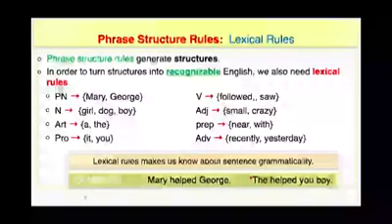The second example is "the helped you." Now, from this sentence we notice that it is ungrammatical. How did we know that this is ungrammatical? How did we judge this? Is it based on the word order or based on another type of rule? Of course, this is based on another type of rule.